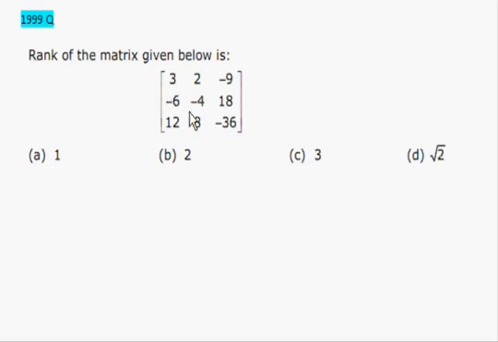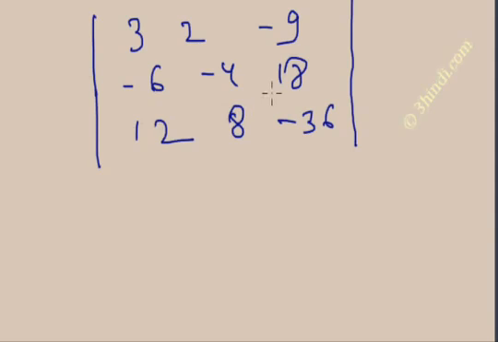But you can also transform the rows in such a way that you get the maximum number of 0s, so that you can find the determinant value easily. So how can you do this? There is an easy process. Do r2 to r2 plus r3. What will you get? Minus 6 plus 12, minus 12 plus 12, minus 8 plus 8, minus 36 plus 36. So the whole row becomes 0.